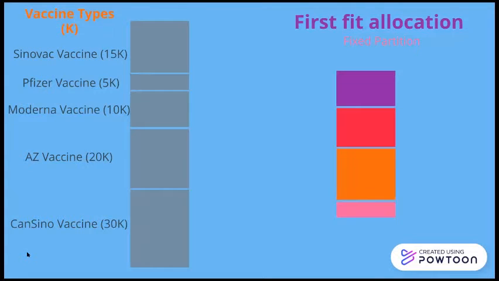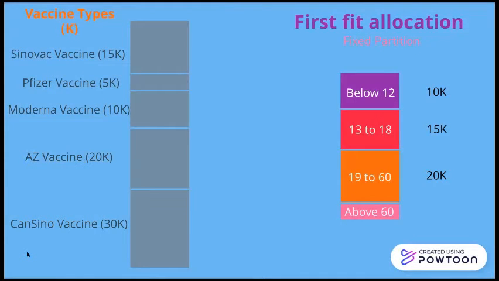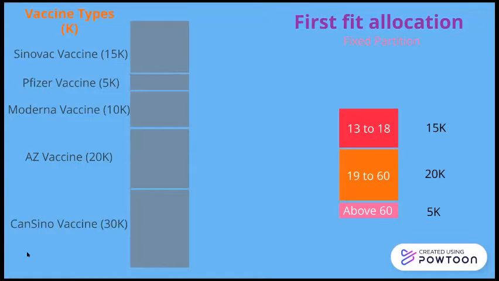Now we have 4 age range groups, which are below 12 with a size of 10K, 13 to 18 with the size of 15K, 19 to 60 with the size of 20K, and above 60 with the size of 5K. Now let us try to fill in the memory blocks with the first age group.